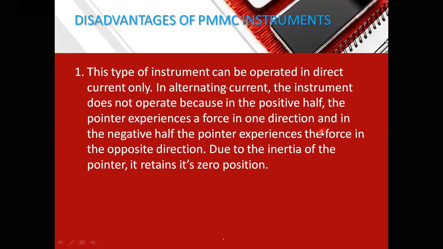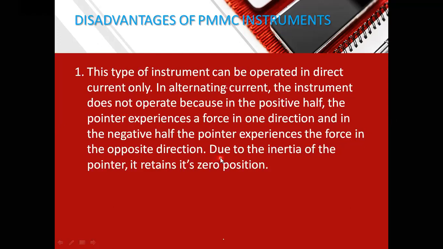Coming to the disadvantages of PMMC instruments, this type of instrument can be operated on direct current only. Let us see what happens if we give alternating current. Alternating current means the current will get reversed. If that happens, then the instrument does not operate. That means the pointer will not move. Why? Because in the positive half, the pointer experiences force in one direction, and in the negative half, the pointer experiences force in the opposite direction.